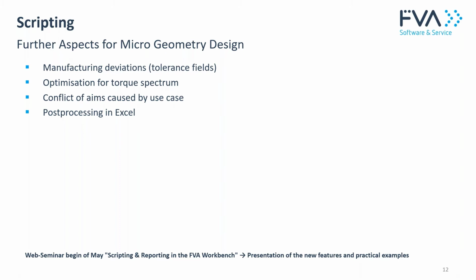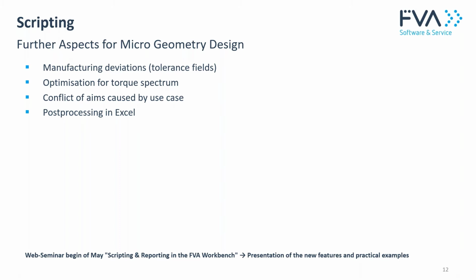Also, some optimization over the torque is possible by scripting, and we can run a lot of variations and load cases to find the best compromise for conflict of aims. Last but not least, we can interact with Excel for input and output to get the data directly in Excel for later post-processing. I think most people are using Excel for post-processing, so it's nice if you get it directly in Excel.